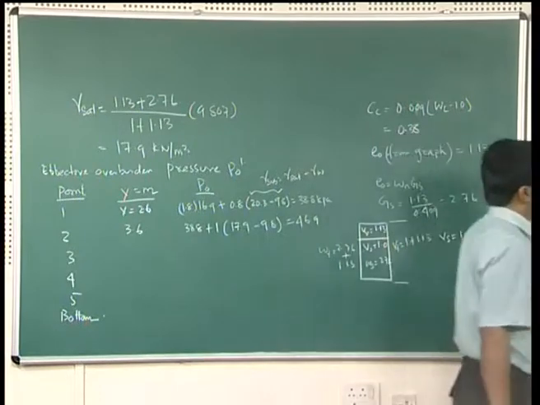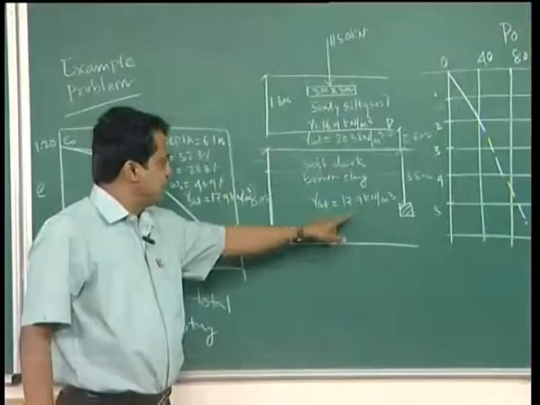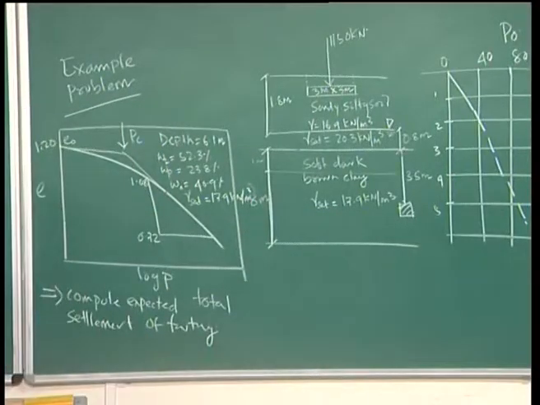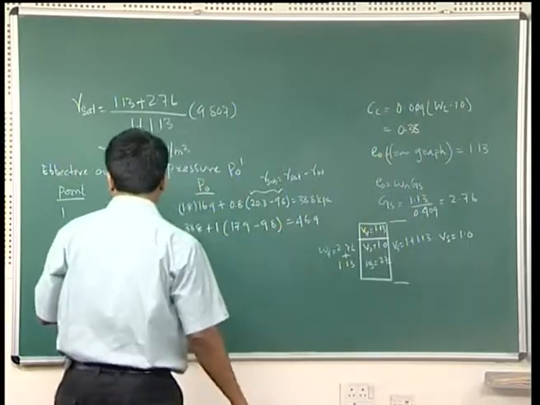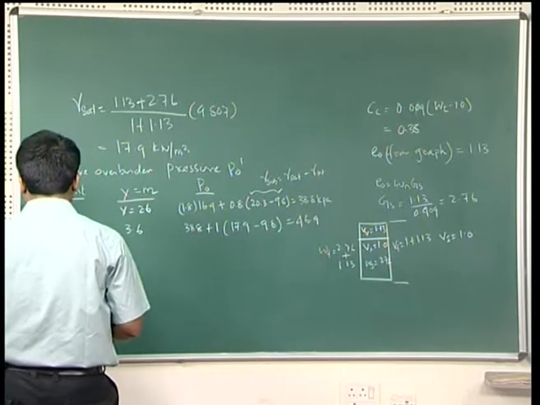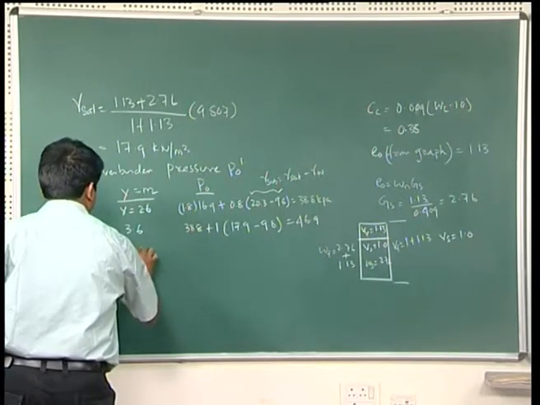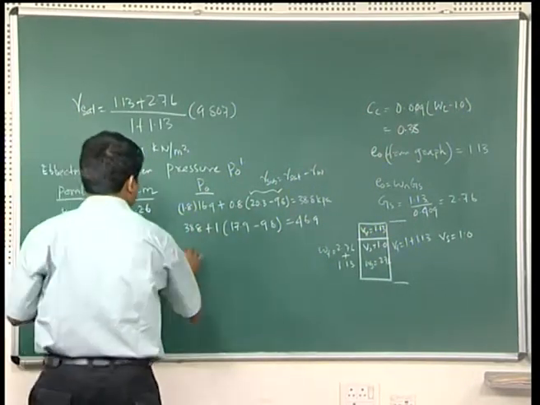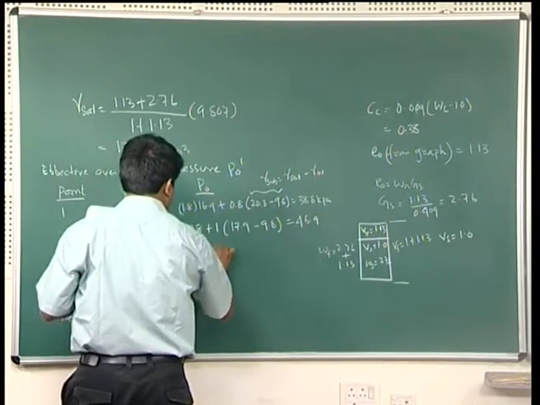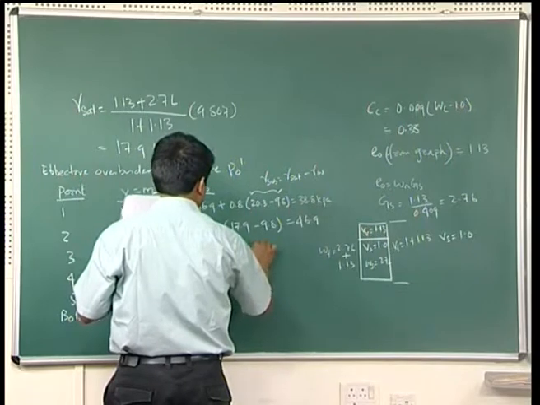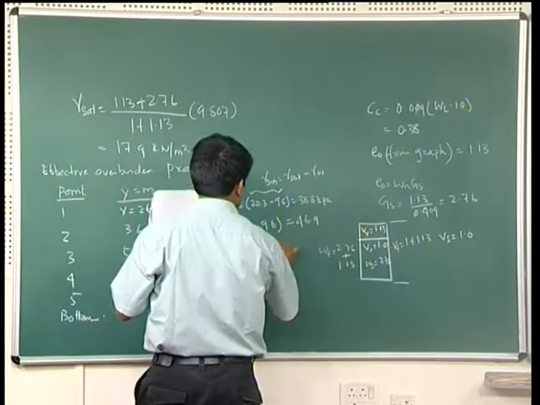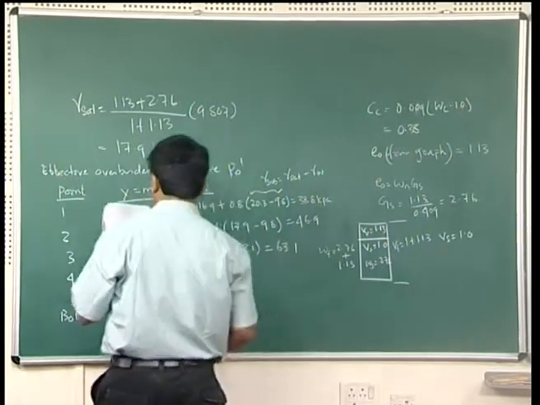If you look here, gamma saturated is given as 17.9, then minus 9.8, so it is 46.9. The third part is 5.6, so it will be 46.9 plus 2 into 8.1, which is equal to 63.1.